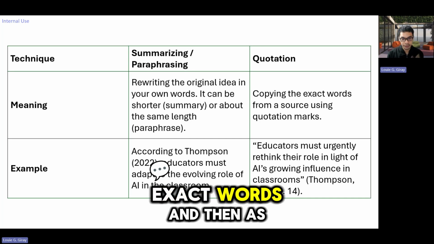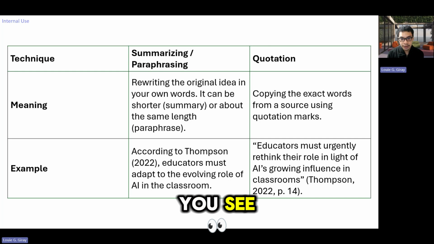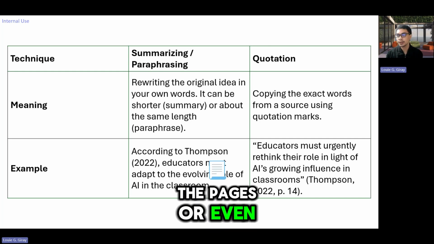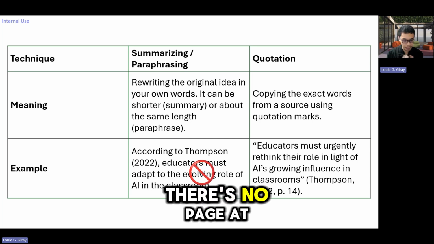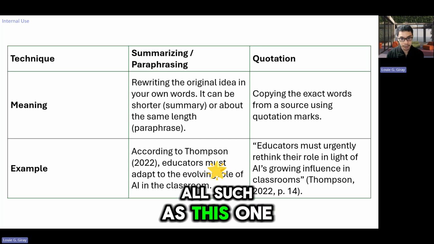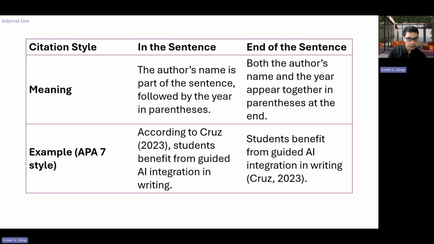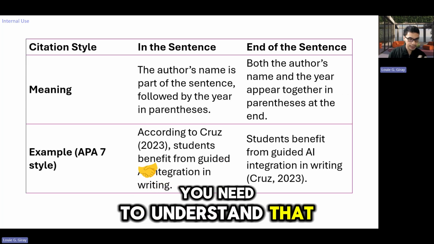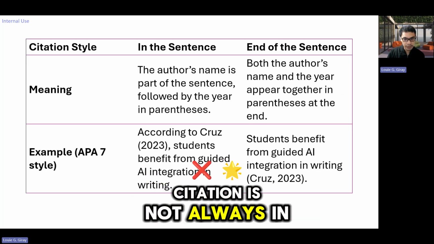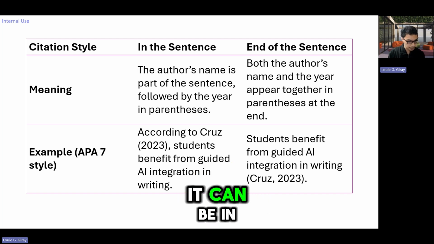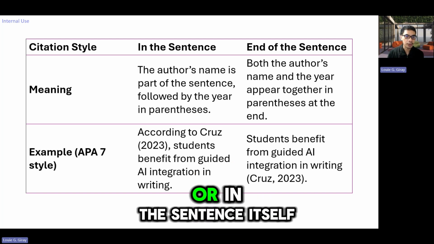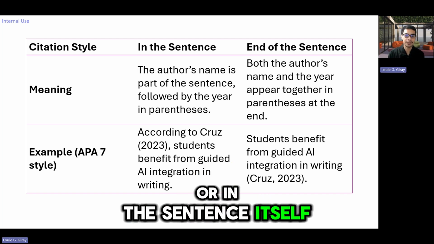Exact words. And then, as you see, you need to indicate the page, or even the paragraph if there's no page at all, such as this one, Thompson 2022, page 14. You need to understand that the citation is not always in one place. It can be at the end of the sentence or in the sentence itself.